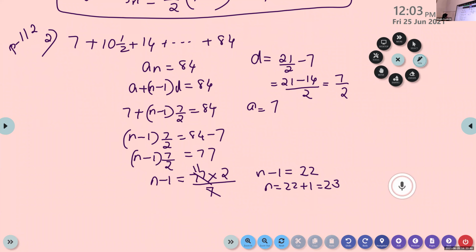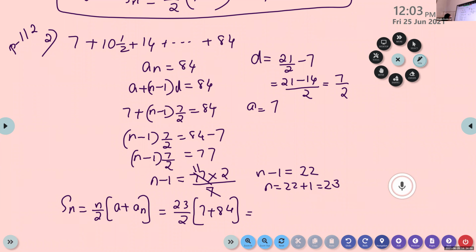Now we can write Sn. Sn equal to, both first term and last term are there, so n by 2 into a plus an. n is 23, so 23 by 2 into a, which is 7, an is 84. So 23 by 2 into 91. So 23 into 91 by 2 is the sum. Find out how much it is.